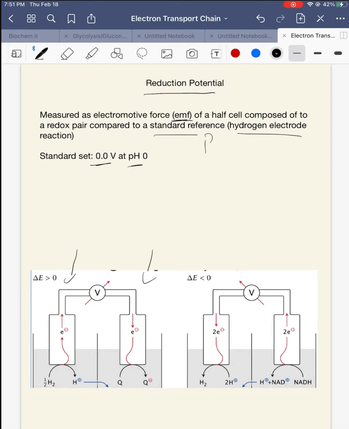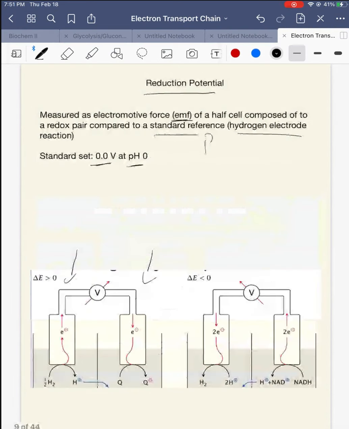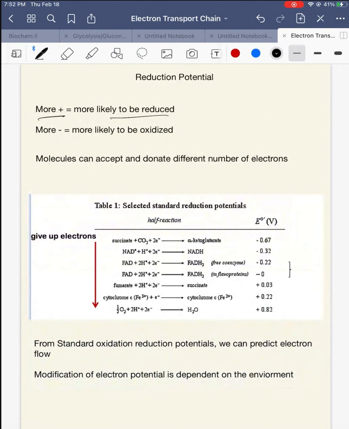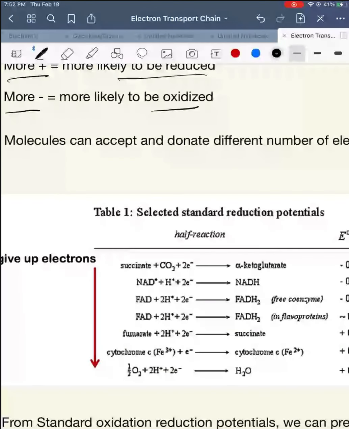It's a little confusing. If you don't understand that fully, just know that the more positive the reduction potential is, the more likely something will be reduced. So let's look at some examples. Like I said, the more positive, the more likely to be reduced. If this standard reference thing is confusing you guys, the more positive, the more likely it will be reduced, and the more negative, the more likely it will be oxidized.